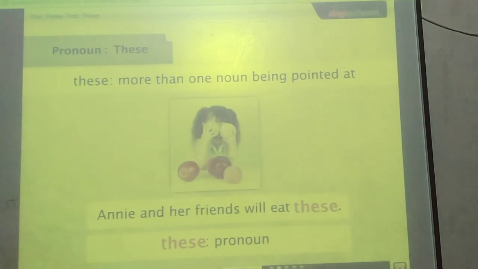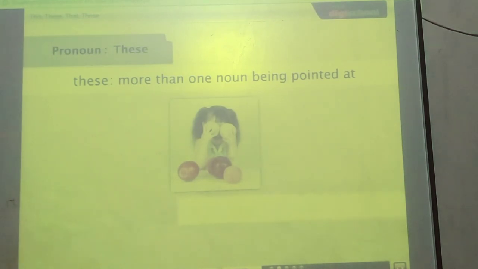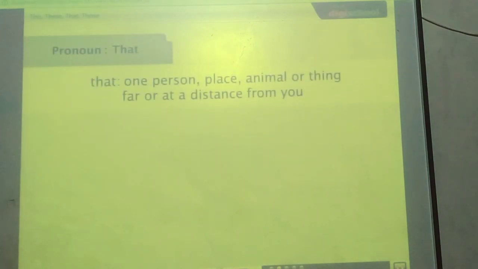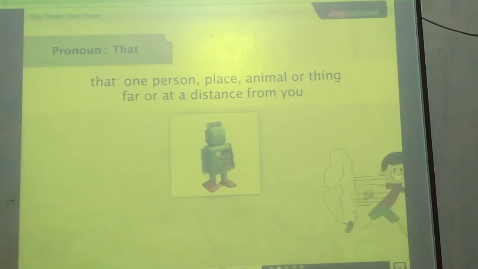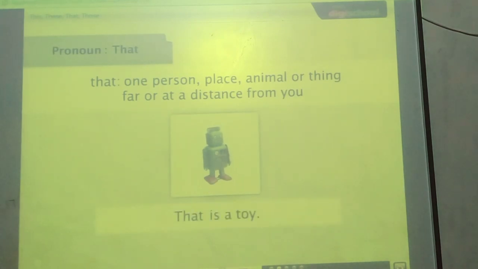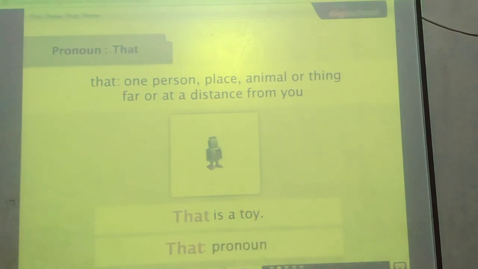Now, let's understand the pronouns that are used when the noun or nouns are far away. You use the pronoun that when you point out to one person, one place, one animal, or one thing that's far or at a distance from you. Look at the picture. You can see that there is one toy that is far away. So you say, that is a toy. Here, that is the pronoun used to point to the toy that is at a distance.